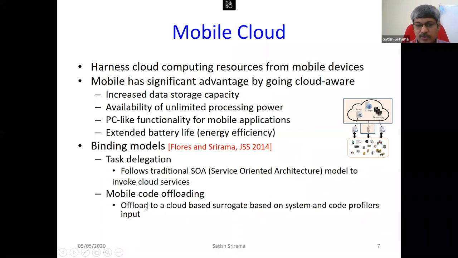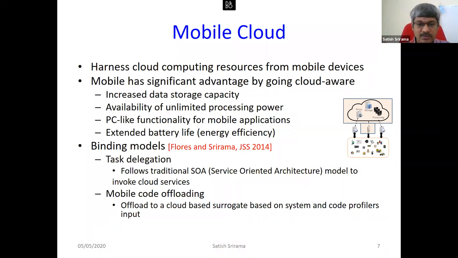There is also a second approach called mobile code offloading. Task delegation is a service-oriented architecture model used to invoke multiple services, whereas code offloading is when, while you are executing a mobile application under a particular context, one method in the execution cycle has to do some sort of large-scale data analytics, sensor data analytics, or heavy processing like face recognition. The context is critical here. For example, if you are on a wireless network and your battery level is 40%, you can still transfer the data.